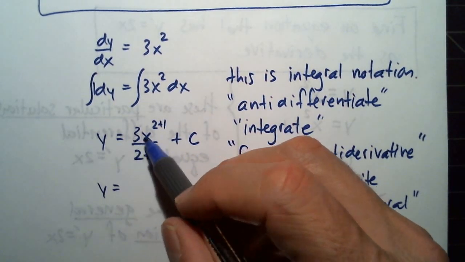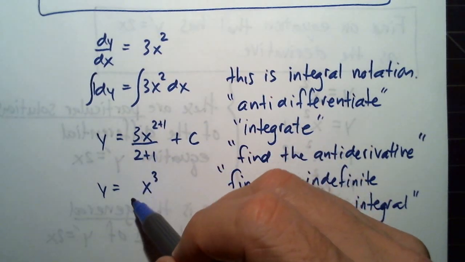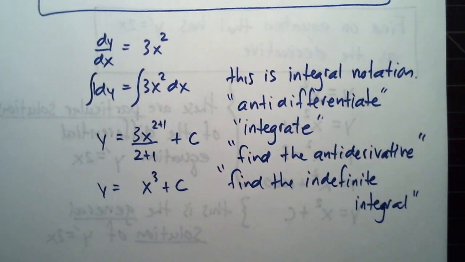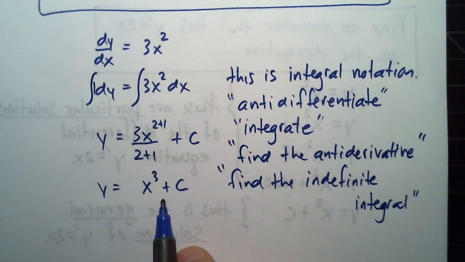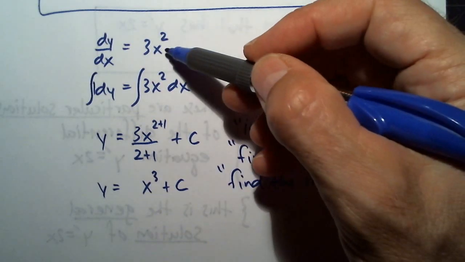So now we have x cubed. 3 divided by 3 is 1. And we're done. If you want to check this, you take the derivative of this, which is 3x squared plus 0. So it takes you back there.